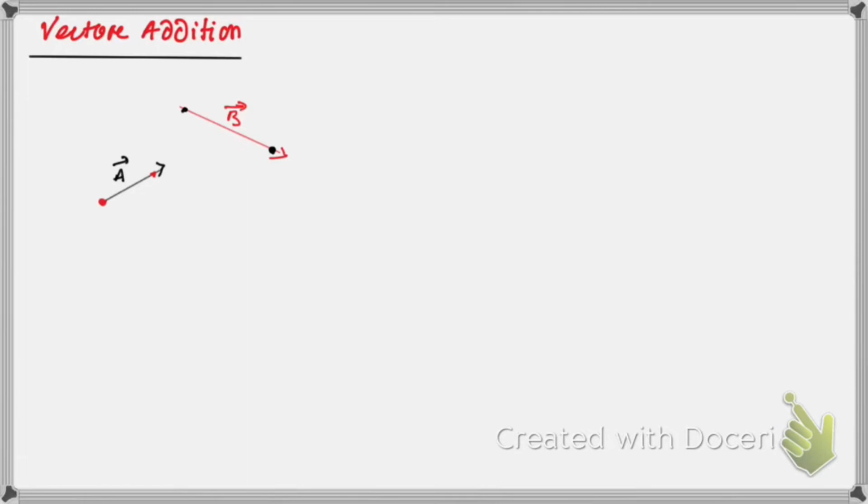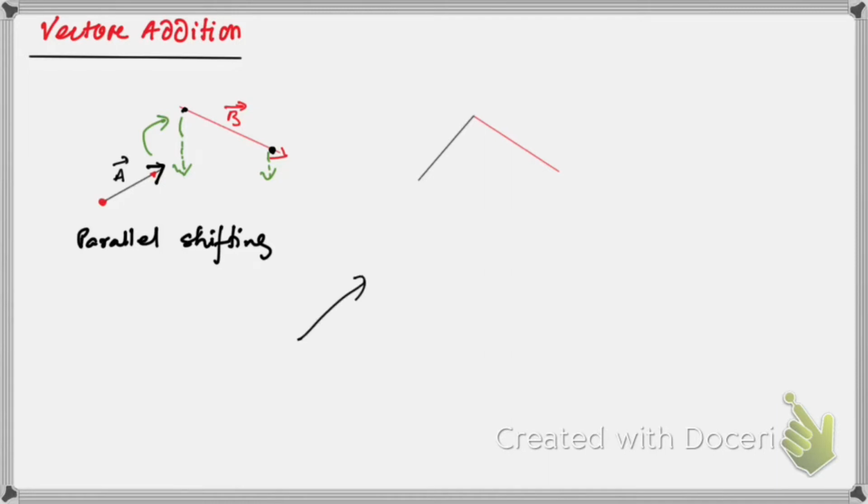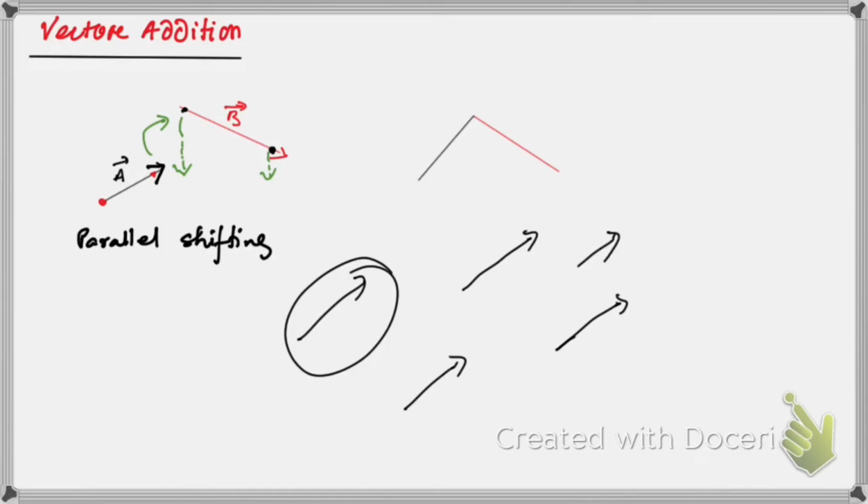To add, we can apply two laws. One is the triangular law and another is the parallelogram law of vector addition. Before that, let me tell you about parallel shifting. We can shift these vectors to join with each other parallelly, that means without changing the direction. Suppose we have a vector here. You can move this vector to any position of this plane without changing the direction. There will be no issue, and that is called parallel shifting.